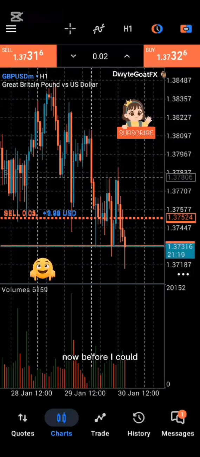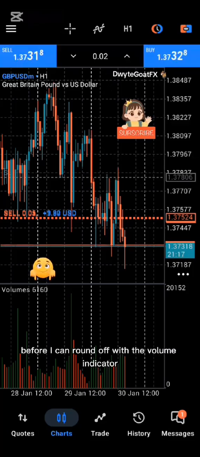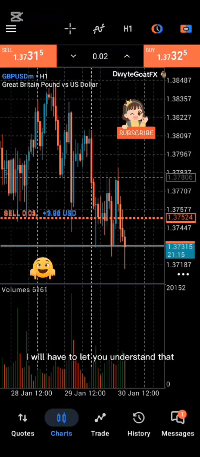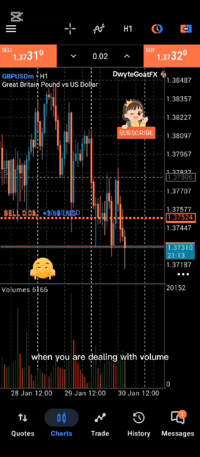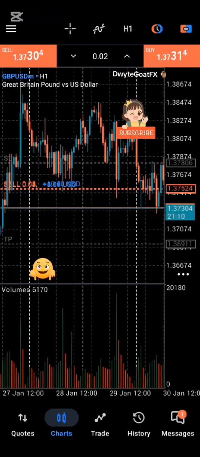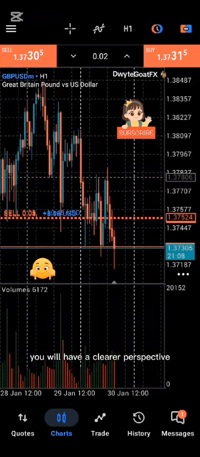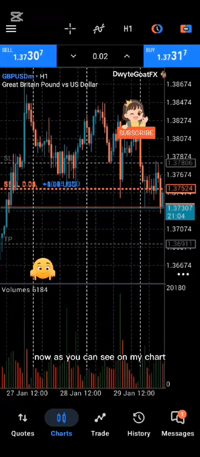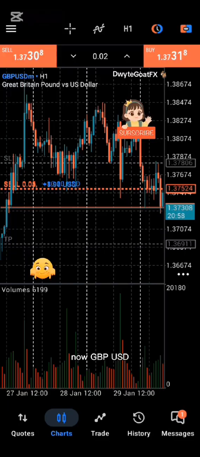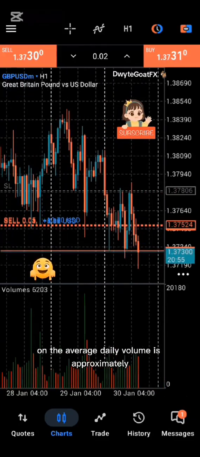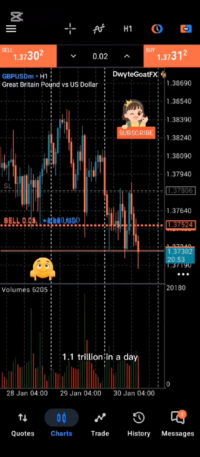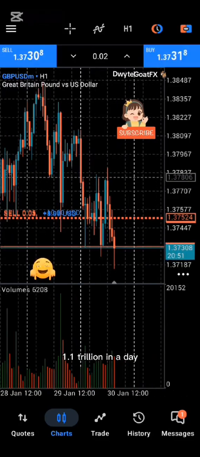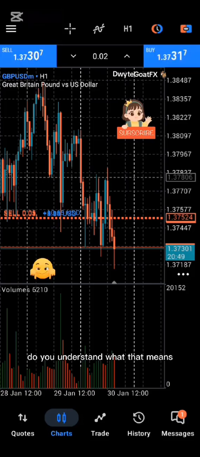Now, before I can round off with the volume indicator, I will have to let you understand that when you are dealing with volume, you will have a clearer perspective of how the market works generally. Now, as you can see on my chart, I'm actually trading GBPUSD. On average, GBPUSD daily volume is approximately 1.1 trillion in a day. Do you understand what that means?